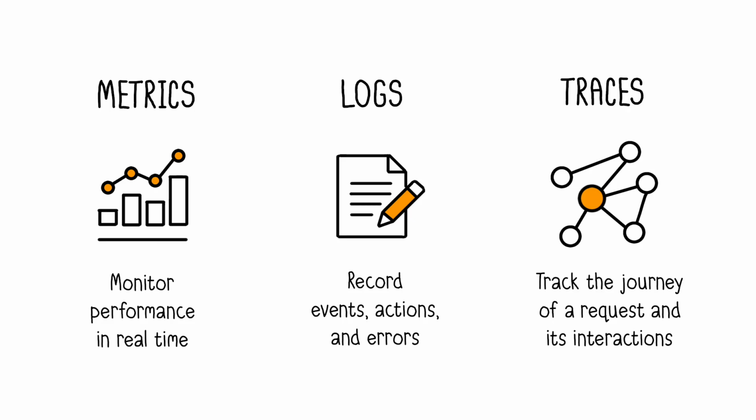To achieve this, three key types of information need to be collected. First, metrics, or numeric data representations that allow real-time system performance monitoring, like CPU usage, memory usage, error rates, throughput, etc. Then, logs, which are records of events, actions, and errors within the system. They help identify the root cause of failures and contain detailed, customizable information. Finally, traces, to track the journey of a request through various parts of the system, helping to understand interactions between different components.